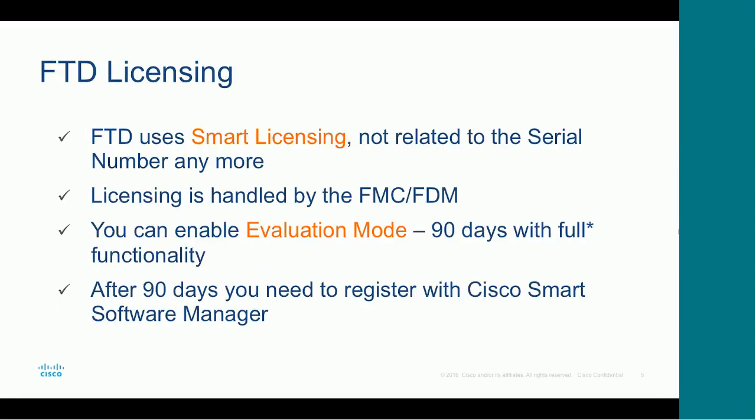Now let's talk about licensing on FTD. So remember how every time you have been asked to provide the serial number of your ASA to have a license? Not anymore. Firepower Threat Defense uses a smart licensing implementation, which has nothing to do with the serial number. Licensing is handled by FMC or FDM, and you can enable evaluation mode, which allows you to have full functionality during the 90 days. After that, you will be asked to complete the registration with Cisco Smart Software Manager.